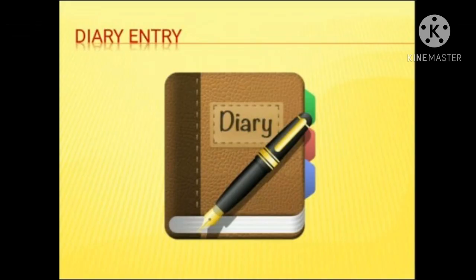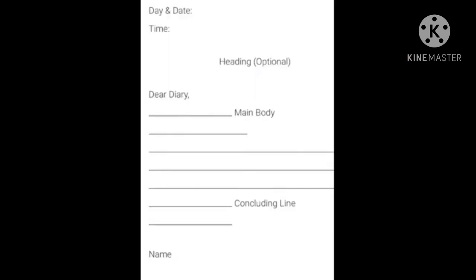Now it is time for revising diary entry. Diary entry is a personal document where we can record our emotions and feelings and all the important events that happened in a day. This cannot be done in any way we want in the exam, but we need to follow some format. For example, you are seeing in the picture the format of a diary. First we have to write day and date, then time, and the heading.